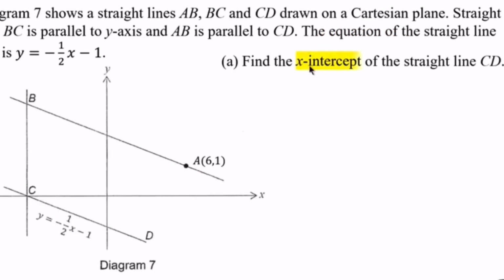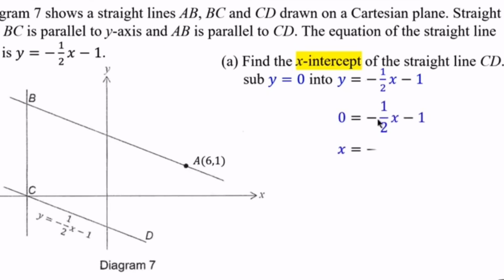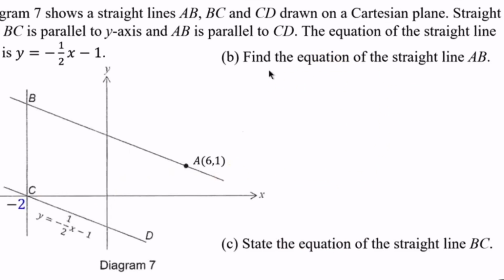Okay, the next question is equation of the straight line. This one you learn in Form 3. In order to find the x-intercept, you need to let your y be 0. So you substitute y as 0 and you solve for x. The value of x is your x-intercept. So you have to write down x-intercept equal to -2. Find the equation of straight line AB. For this question, you have 2 parallel lines. If lines are parallel, their gradients are equal. So gradient of line AB equal to gradient of line CD.